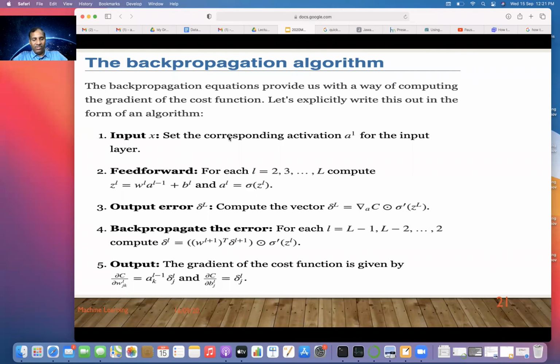So this is about neural networks. I'll stop it here. You can find more in Andrew Ng's lectures or any other material. But in simple terms, I tried to give you what neural networks are, what the feed forward back propagation algorithm is, and why it is called the feed forward back propagation algorithm.